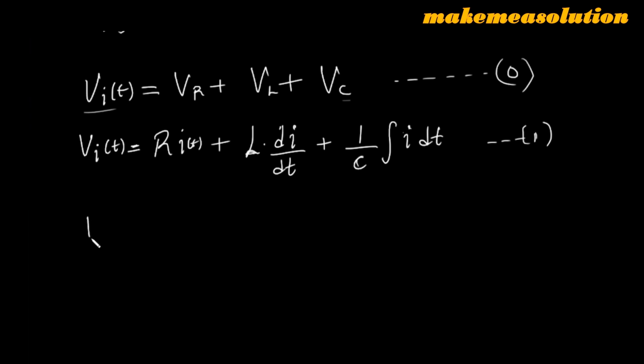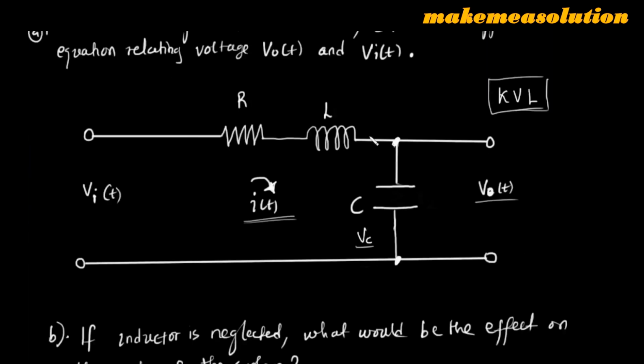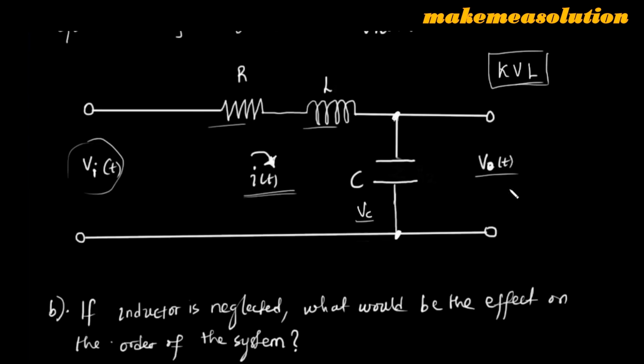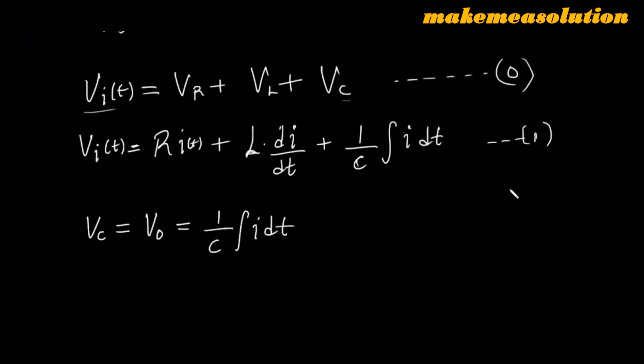I'll still get back to something, but I just wanted to express it like this for now. I also wanted to express that VC is still the same thing as V naught, and both of them are 1 over C integral of I dt. So the output voltage is the same thing as the voltage across the capacitance. This voltage has been distributed into here, here, and here, where VC is still the same thing as my output voltage. So that's what I mean by these equations.